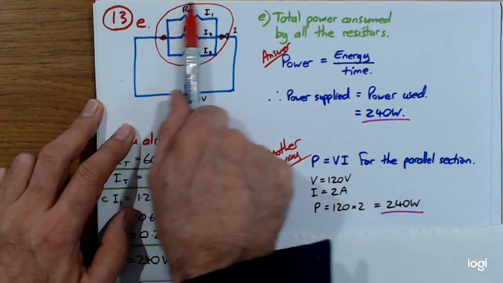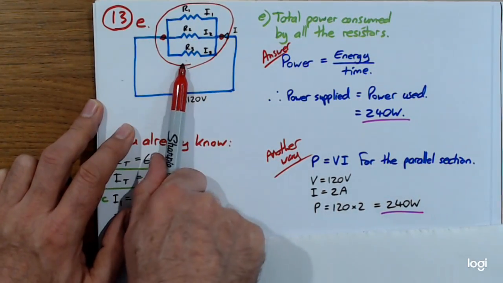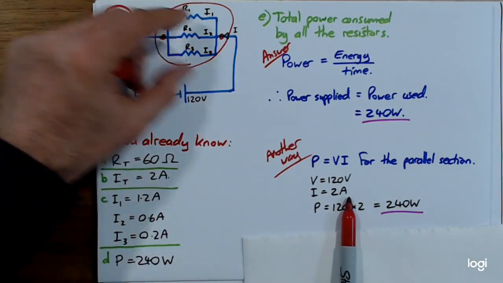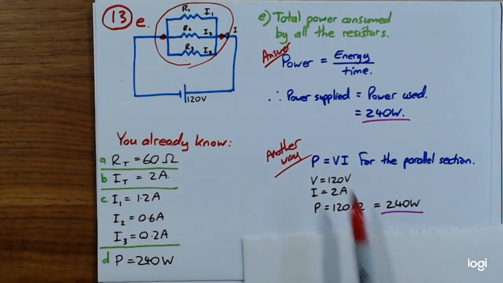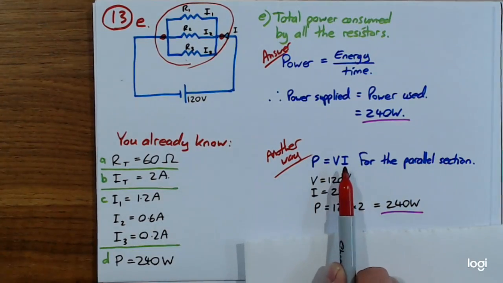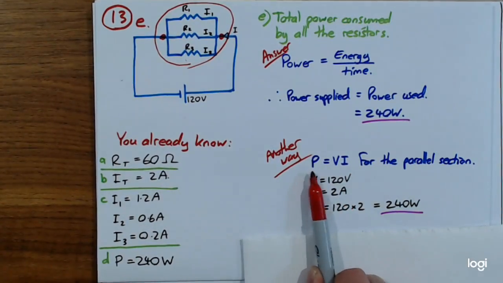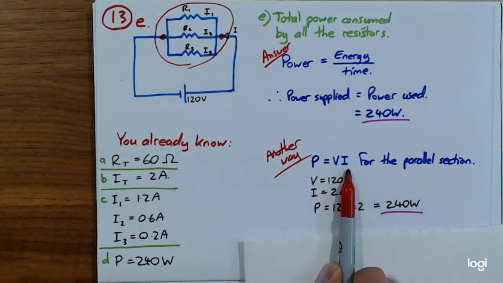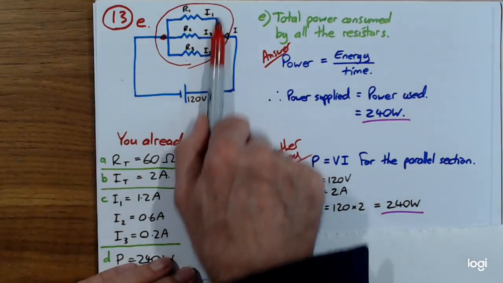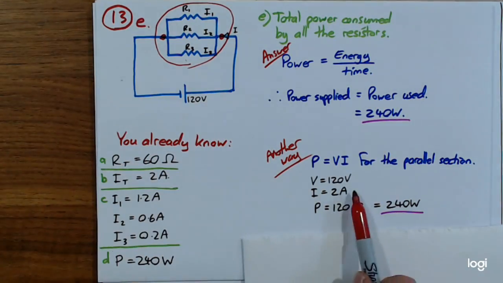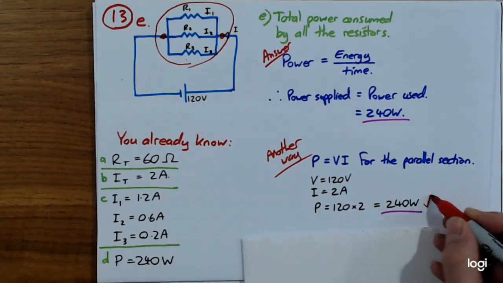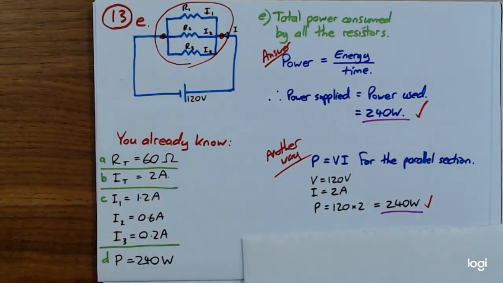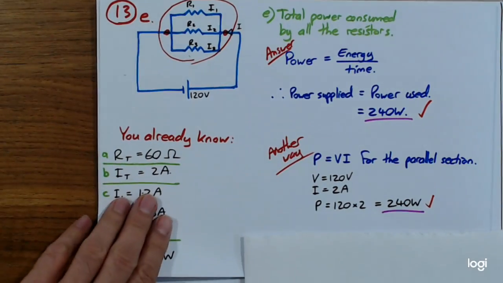And the total current through this thing is the 2 amps. It splits 3 ways, but if you add it all up, it's 2 amps. So again, whenever you use power equals VI or V equals IR, you have to make sure that all of these things are talking about the same place. We're talking about all of that. So it's 120 volts, 2 amps, 240 watts. So either way, you're going to get the right answer. So that's 13. Now, 17.